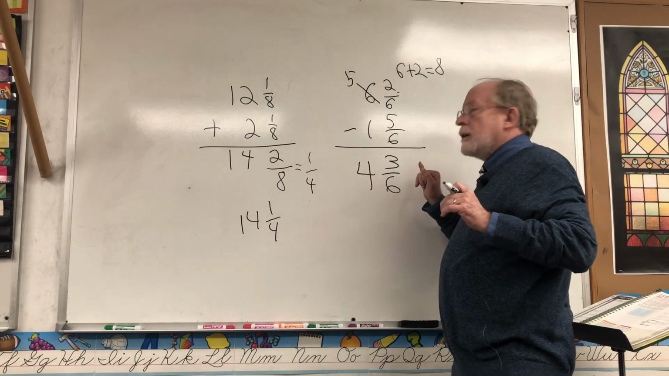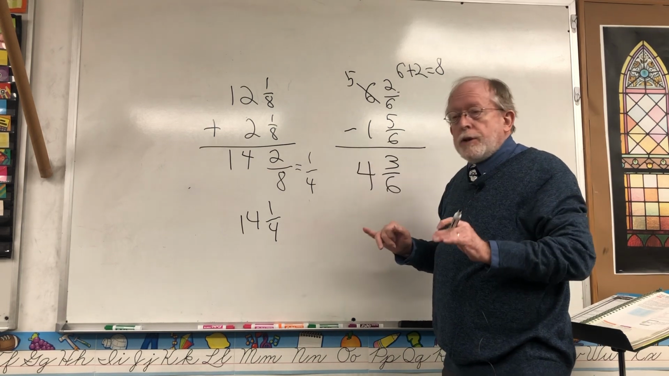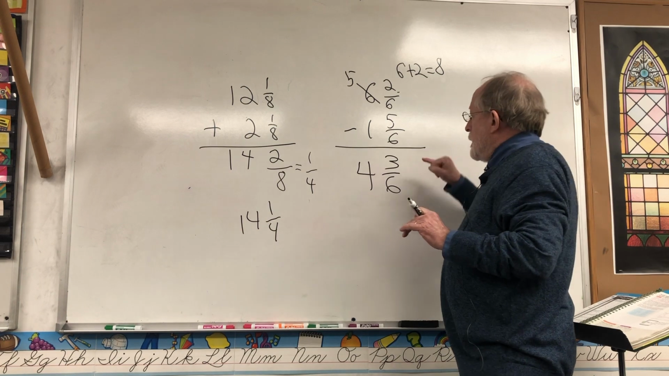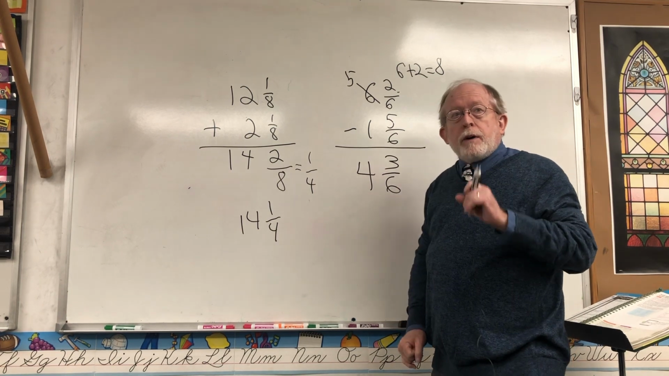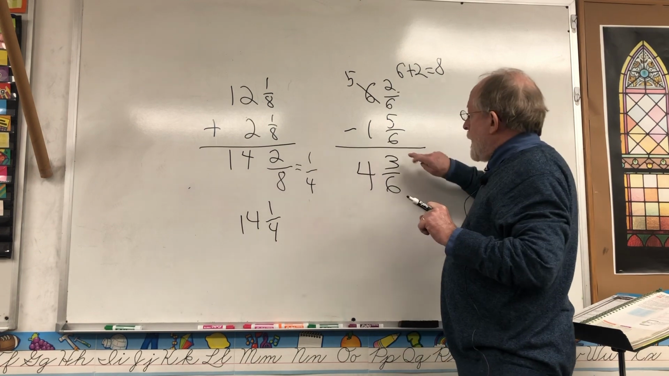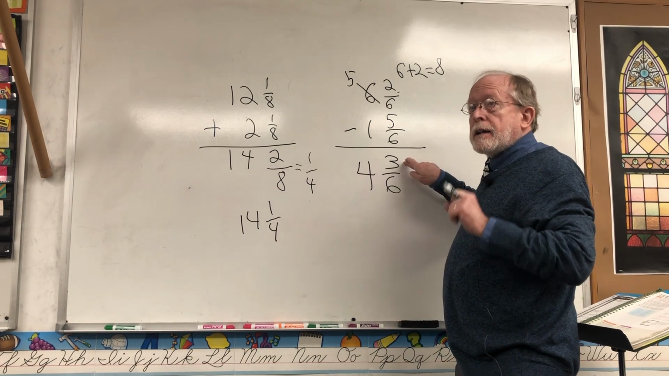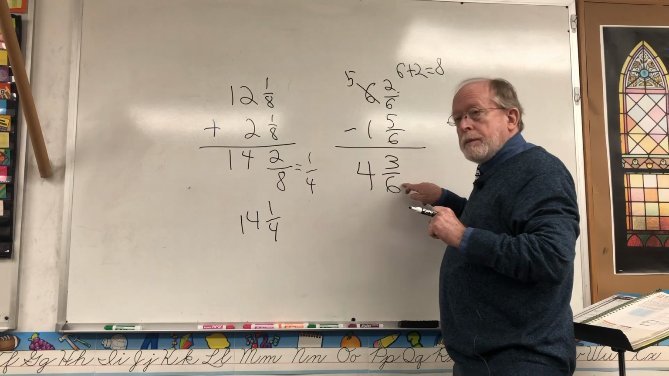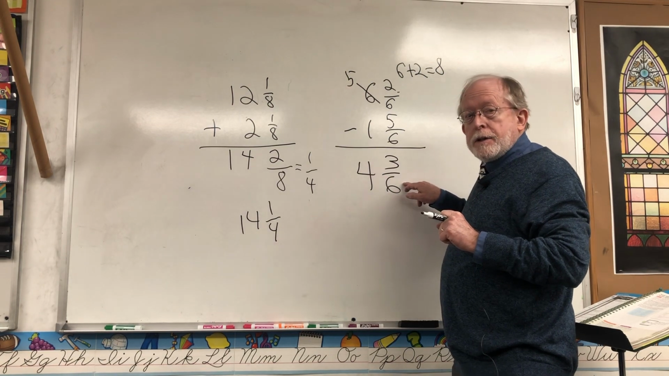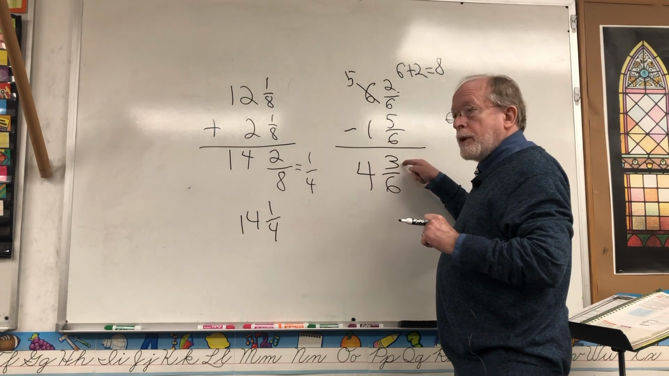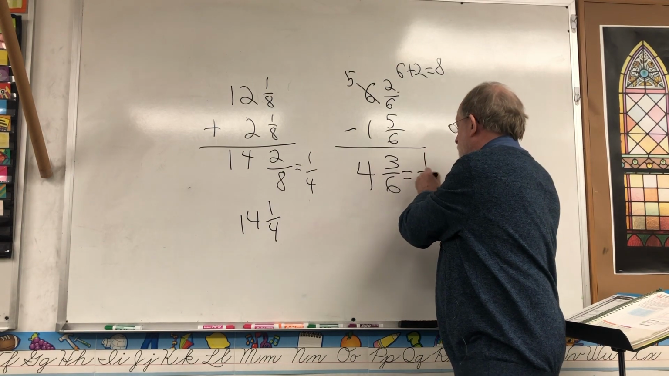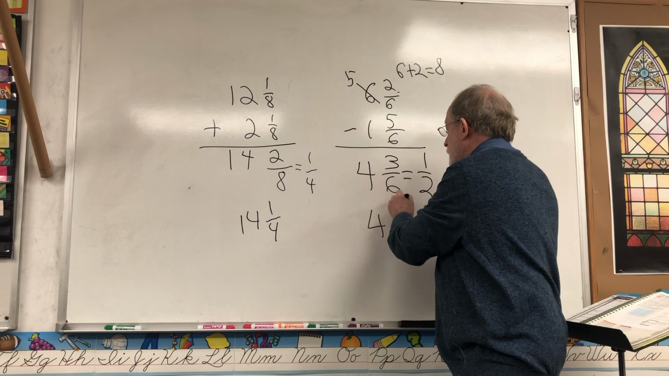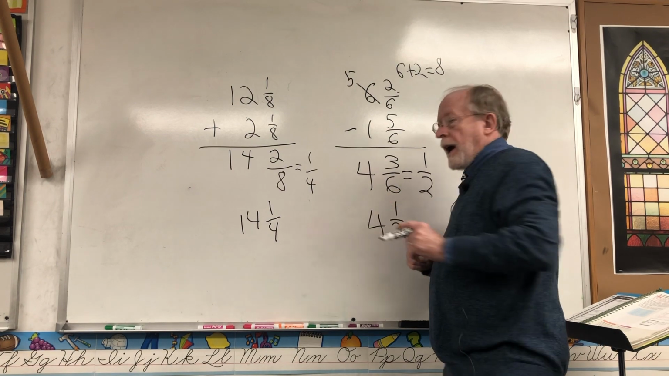Now remember, when you're trying to lower these to the lowest terms, you look at the top number and the bottom. And one of the rules I've regularly taught is if that top number is exactly half of the bottom number, then that's a fraction that means 1/2. Because 3 is half of 6, you're going to have 1/2. So the answer here is 4 1/2.